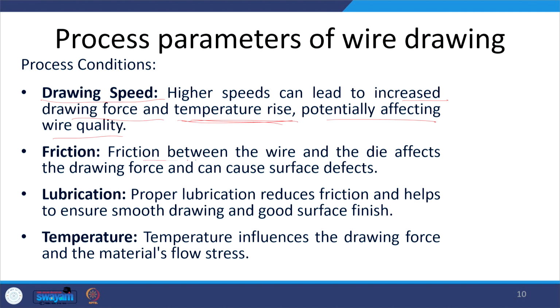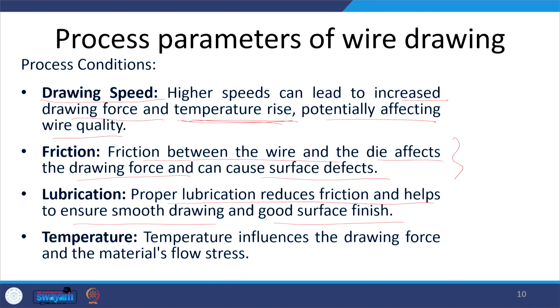Then the friction between the wire and die affects the drawing force and causes surface defects, and therefore, to reduce the friction we use lubrication. So, proper lubrication reduces the friction, which in turn helps in ensuring a smooth wire drawing process as well as a good surface finish of the wire that will be produced.